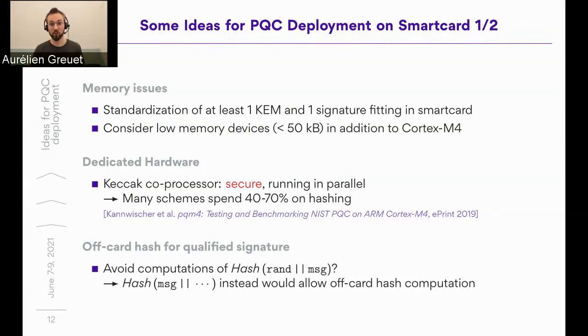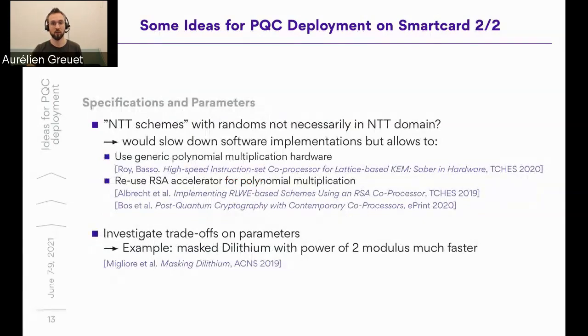If we want to be able to perform off-card hashing for qualified signatures, then we must avoid computations like the hash of a random first followed by the message, and instead the hash of the message first, eventually concatenated with other things, could allow this kind of off-card pre-computation. But of course, such a modification must be done without decreasing the security, and thus we think that this point may need investigation. So my last point is about algorithm specification and parameters.